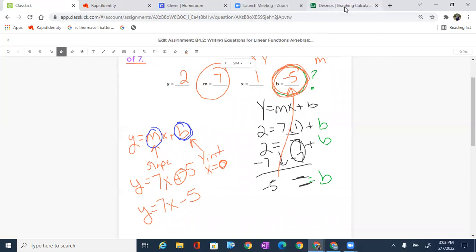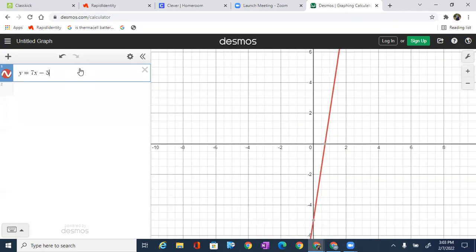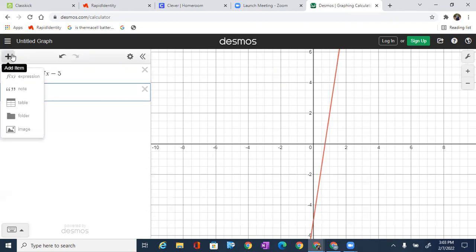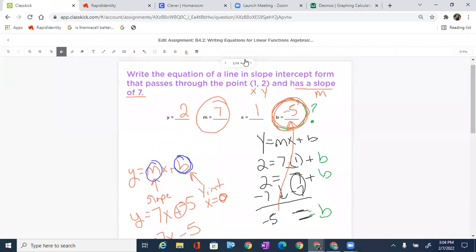Now, one thing I do like to do and always have is like to check my work. So we're going to take this equation, 7x minus 5, and we're going to plug it in. We're going to take y equals 7x minus 5. And maybe, you know what I'm going to do, I'm going to change it to function notation. f of x equals 7x minus 5. And then I'm going to go ahead and add the point on there, just to make sure we've got it. I'm going to add the point that it gave us, which is (1, 2).